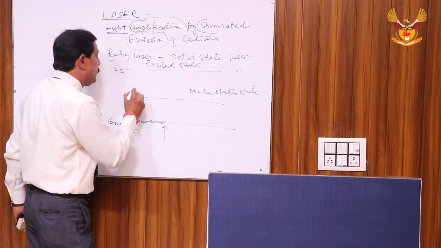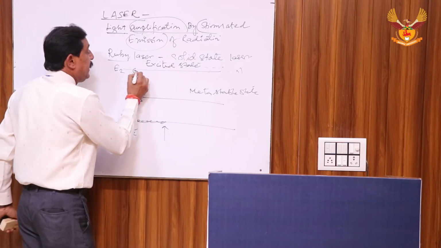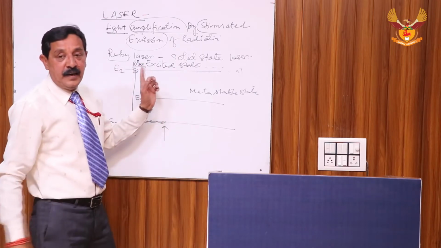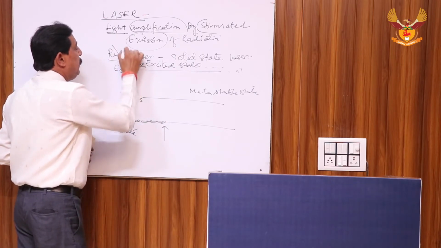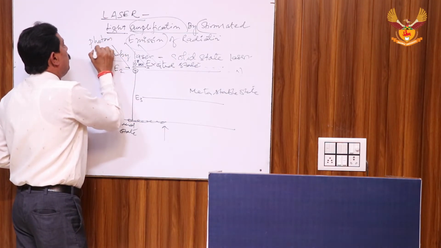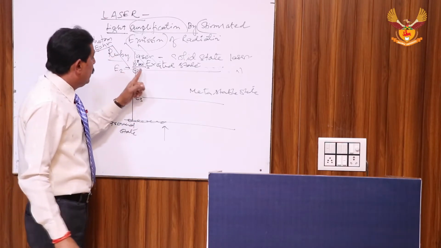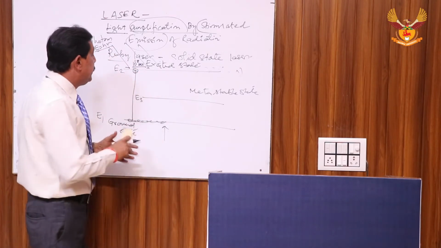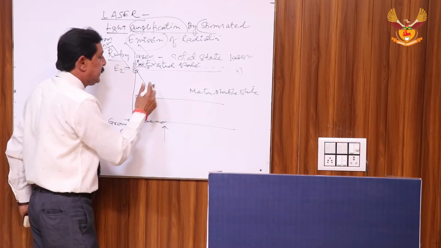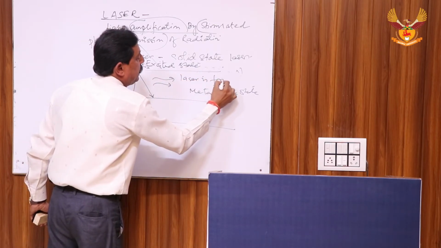All the chromium ions are lifted from the ground state to the excited state. They stay there for about 10 to the power of minus 8 seconds. During this stage we bombard photons of energy h nu. After getting this energy, the chromium ions drop from the excited state to the metastable state. During this period the laser beam is formed.